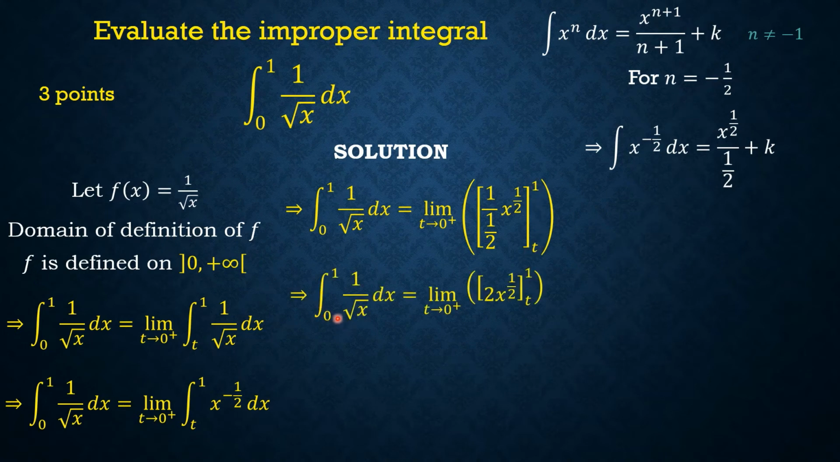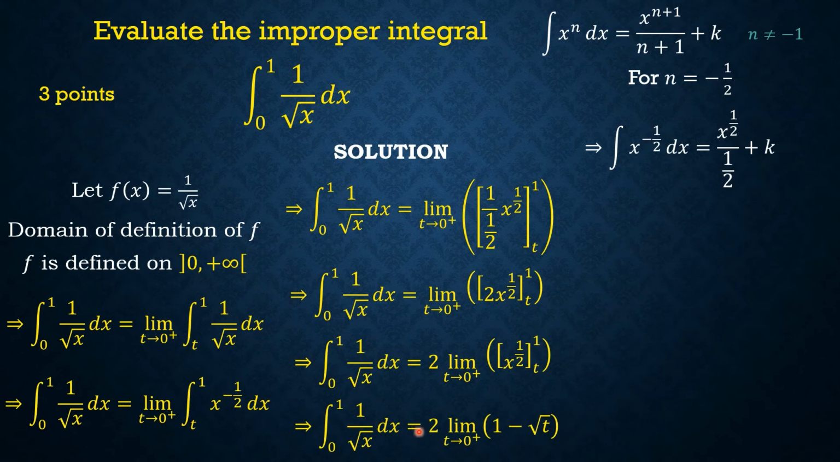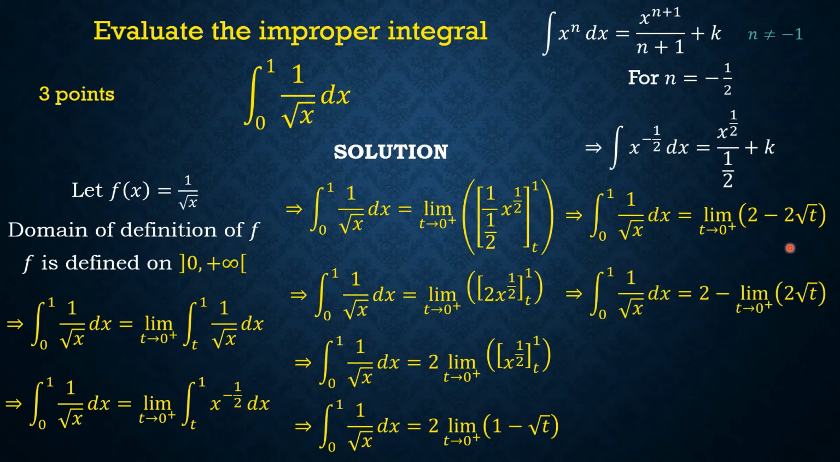So I have my integral to be the limit as t tends to 0. 1 over half is 2, times x raised to the power half. Now I can remove the 2 outside because it's a constant, and introduce my upper and lower limits. The upper limit gives the square root of 1, which is 1, minus the lower limit, the square root of t. Now as t tends to 0 from above, I can distribute the 2 inside and get the limit of 2 minus 2 times the square root of t.